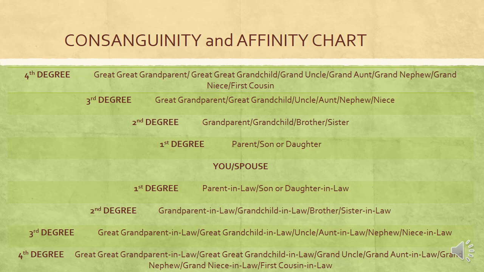Okay? So have a closer look. Your first degree relative by affinity is your parent-in-law or your son or daughter-in-law. Your second degree relative by affinity is your grandparent-in-law, grandchild-in-law, brother or sister-in-law. Your third degree relative by affinity is your great-grandparent-in-law, great-grandchild-in-law, uncle or aunt-in-law, nephew or niece-in-law, and so on and so forth. The same goes for the upper portion. So if you are the spouse, then these are your relatives by affinity.